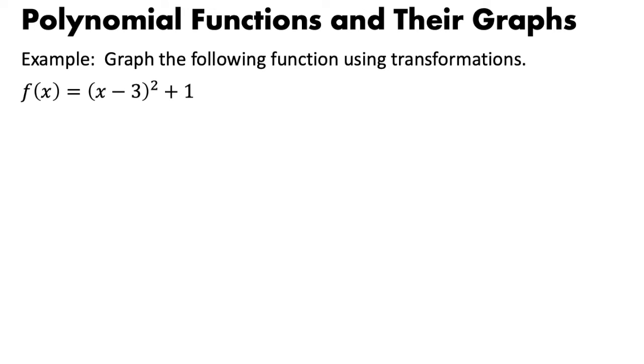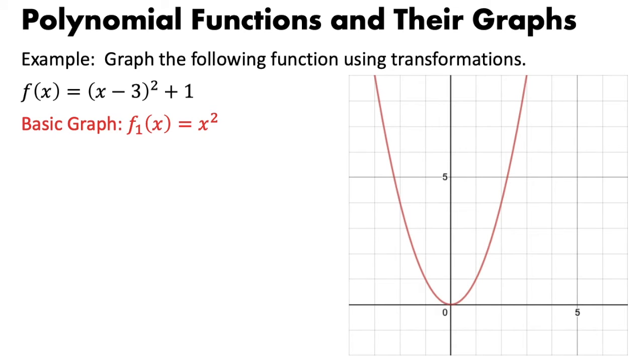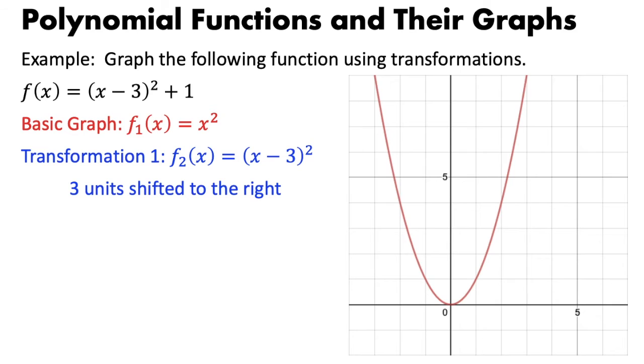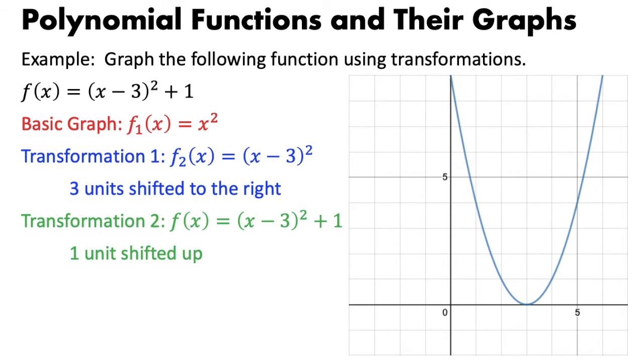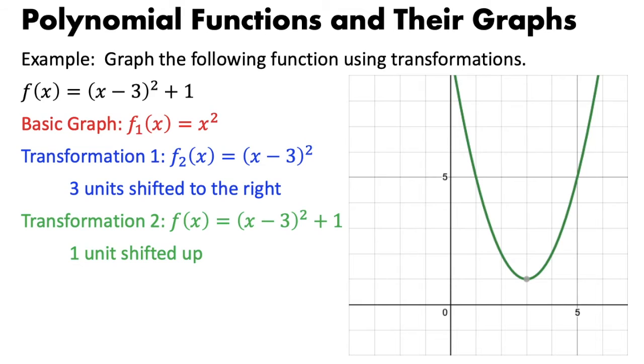So for this example, given f of x equals x minus 3 squared plus 1, we can use transformation to graph this. The basic graph is f sub 1 of x, which is x squared, and here's the graph of x squared. Now the first transformation is x minus 3 squared, or in other words, 3 units to the right. So the graph will be shifted right 3 units. And the next transformation that gets us f of x is adding 1 to the previous transformation, which is basically 1 unit shifted up. And this is the final graph.